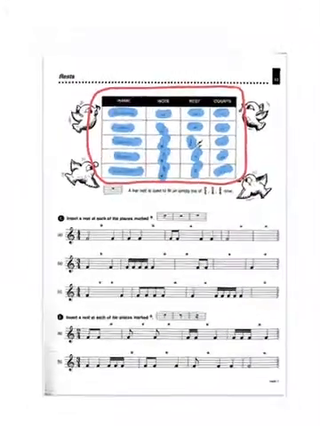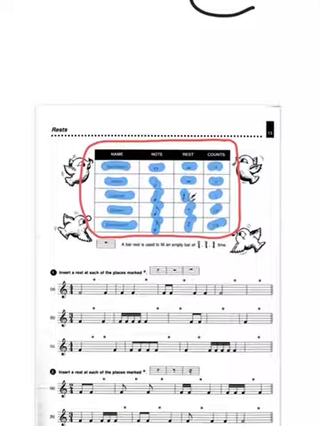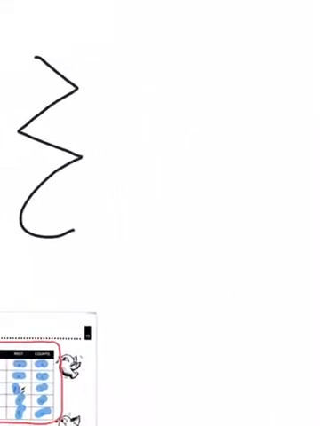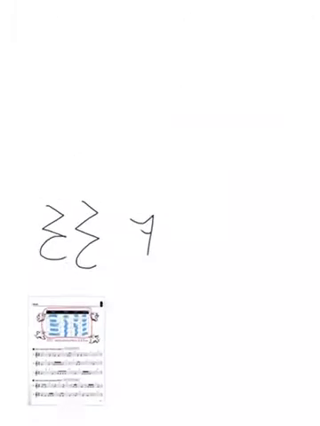Let's have a look here again. So we've got the quaver rest, which they draw like that. For us, we draw that one like this. And to turn it into a semiquaver, you simply add a second line.